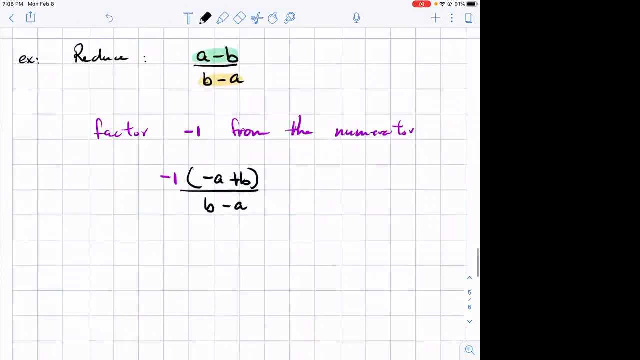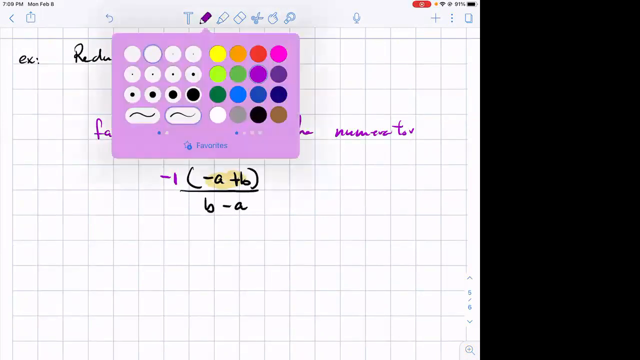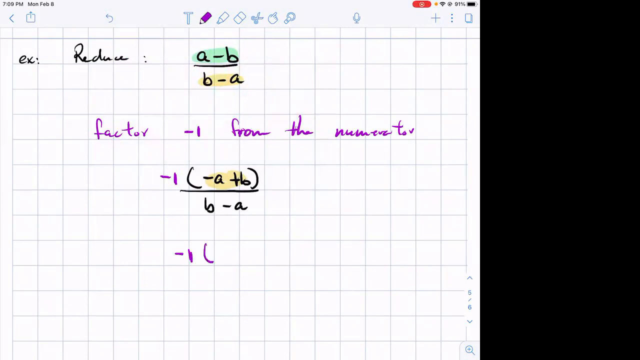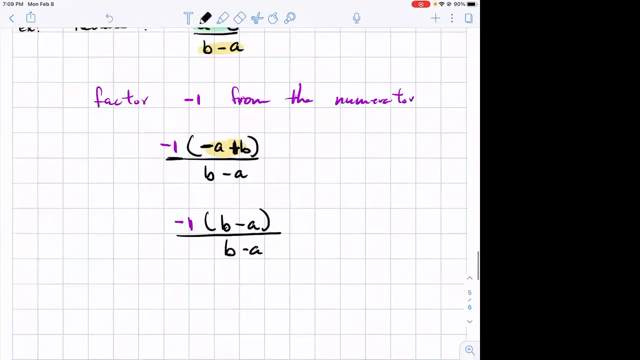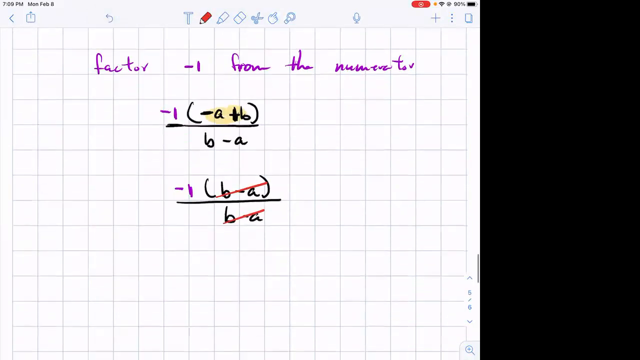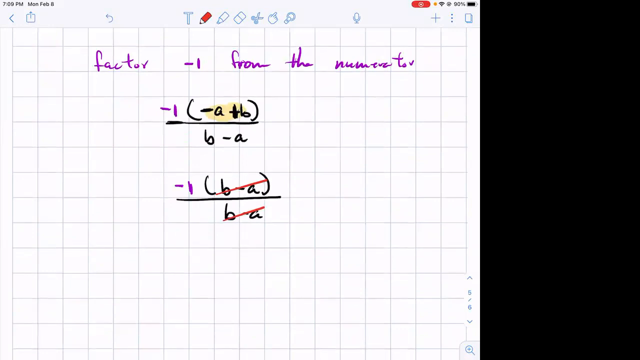Okay. Now you will notice that in this parentheses here, that's the same as if I write -1 times B minus A, because the sign of the B is positive and the sign of the A is negative, divided by B minus A. And now this numerator is exactly the same as that denominator, so the final result is equal to -1.